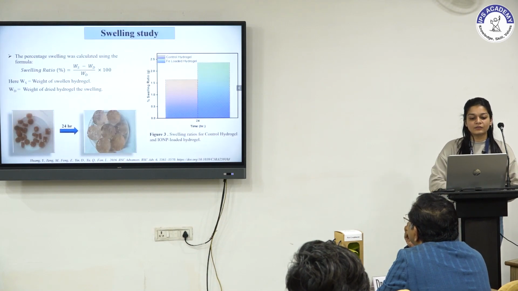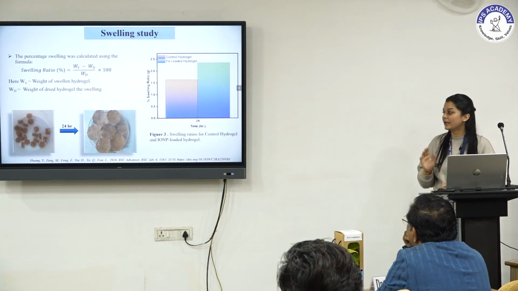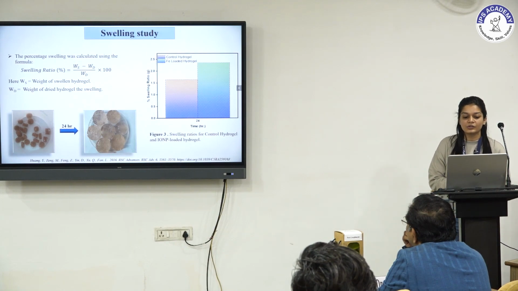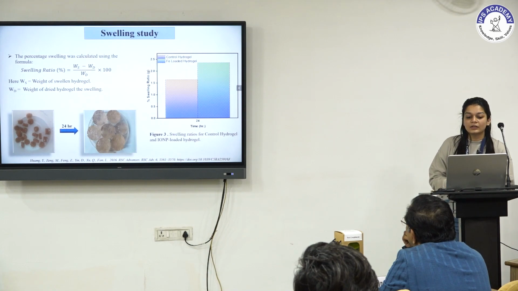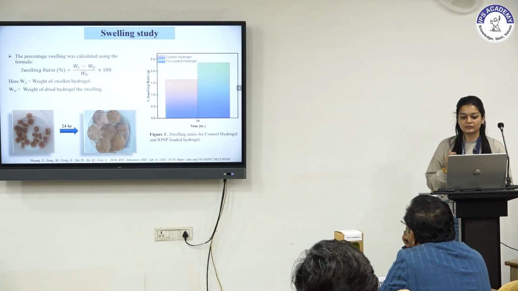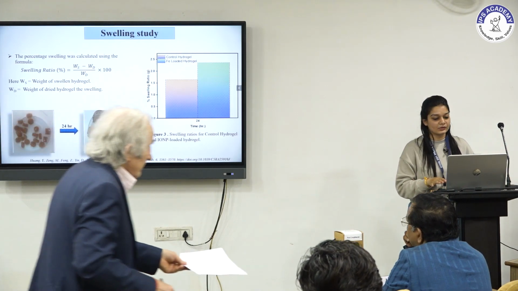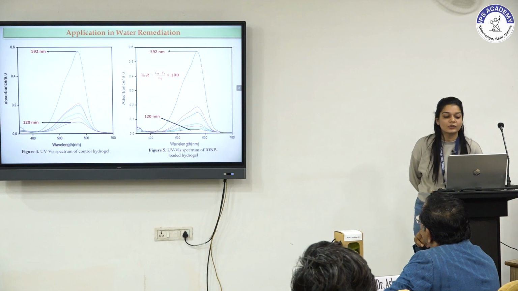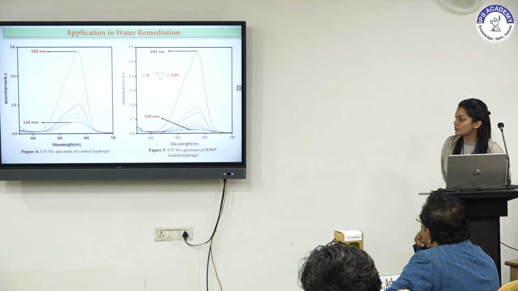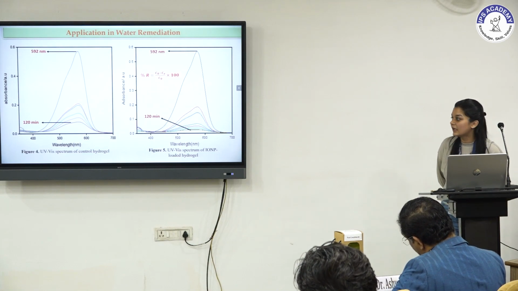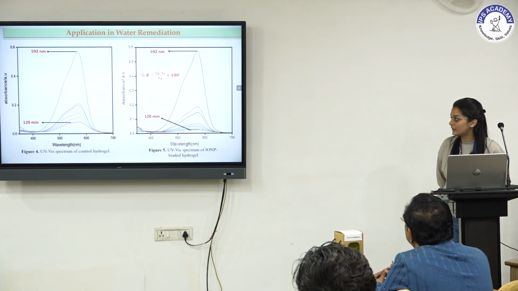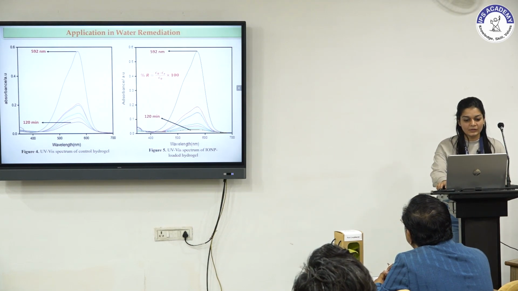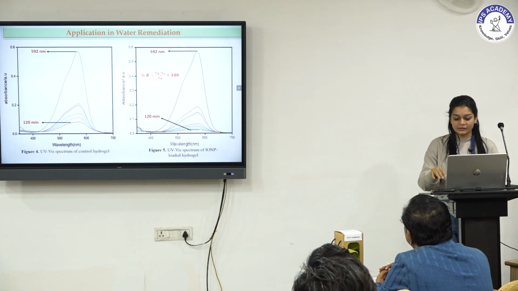Further, the swelling study was performed for the hydrogel by using that particular formula, and it was observed that after 24 hours, the iron loaded hydrogel shows good swelling ability, that is around 10 grams more than the control hydrogel. Then it was utilized in application of water remediation. For that, 20 ppm of dye solution was taken, and it was observed that the blank hydrogel shows 86% adsorption capacity, and after loading the efficiency increased to 96%. By using that formula, we have calculated the adsorption capacity.